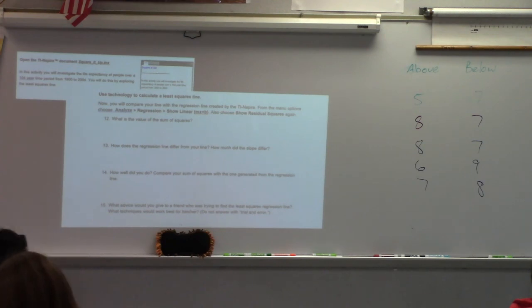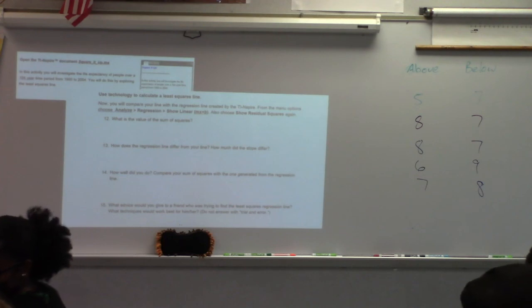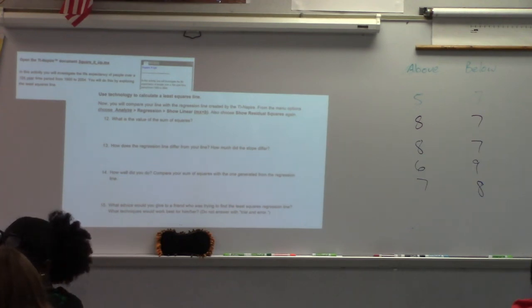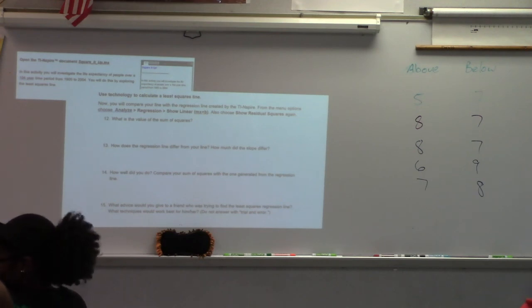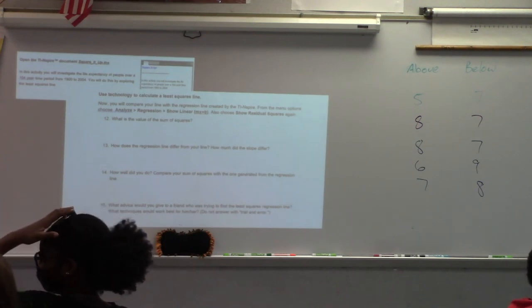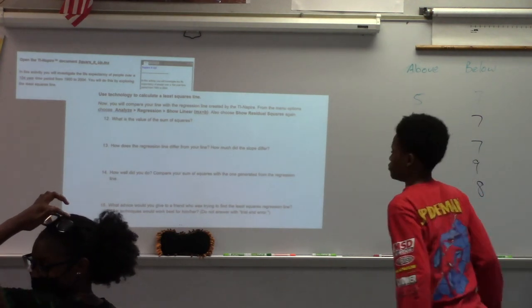Have you done your regression? Then you analyze residuals, show residuals. There it is. That's your sum of squares. Two or three decimal places.